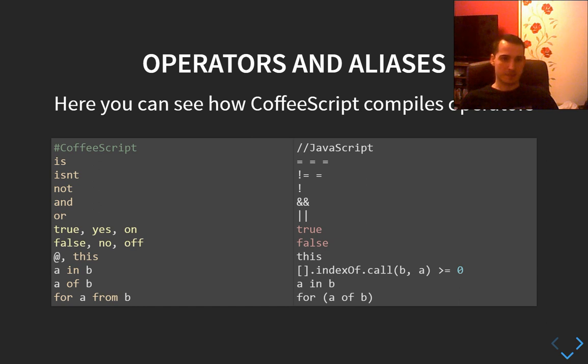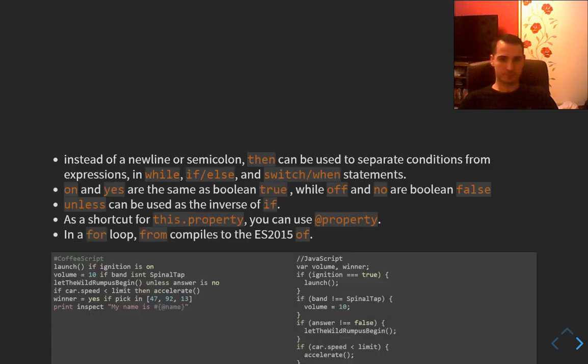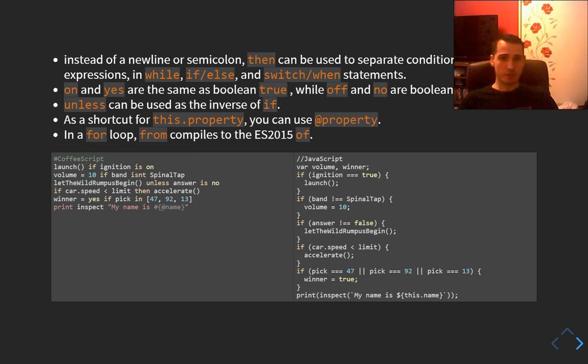Operators and aliases. Here you can see how CoffeeScript compiles operators. Instead of a new line or semicolon, then can be used to separate conditions from expressions in while, if else, and switch when statements. On and yes are the same as boolean true, while off and no are boolean false. Unless can be used as the inverse of if.